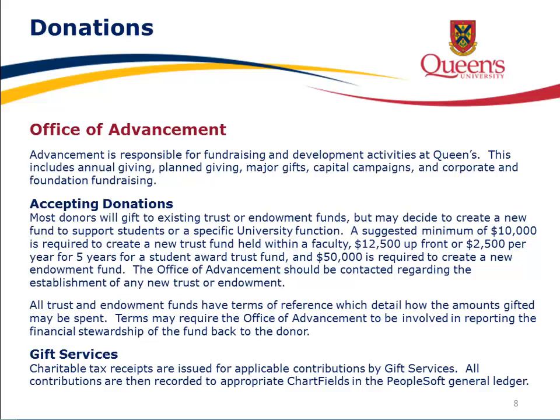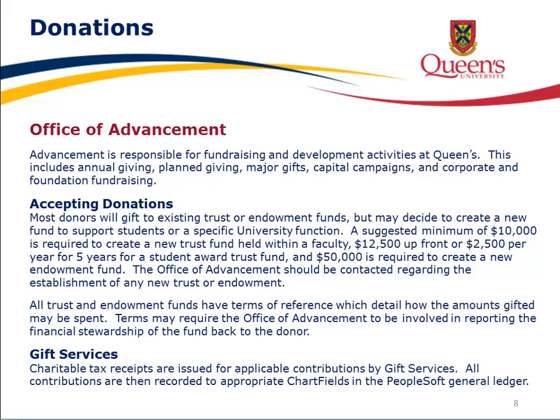Accepting donations. Most donors will gift to existing trust or endowment funds, but may decide to create a new fund to support students or a specific university function. A suggested minimum of $10,000 is required to create a new trust fund held within a faculty, $12,500 upfront or $2,500 per year for 5 years for a student award trust fund, and $50,000 is required to create a new endowment fund. The Office of Advancement should be contacted regarding the establishment of any new trust or endowment.